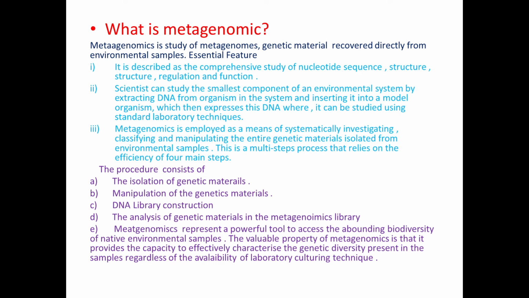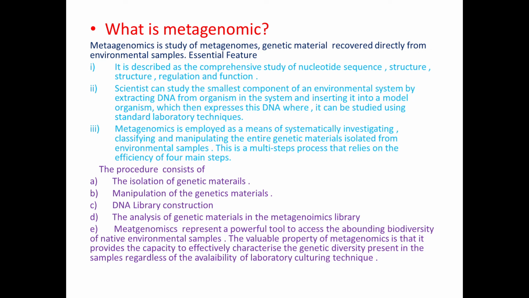Next, metagenomics is employed as a means of systematically investigating, classifying and manipulating the entire genetic materials isolated from environmental samples. Means we are going to study systematically, classify and manipulate the entire genetic materials. It may be useful for human beings. So this is a multi-step process that relies on the efficiency of four major steps. What are the four major steps?